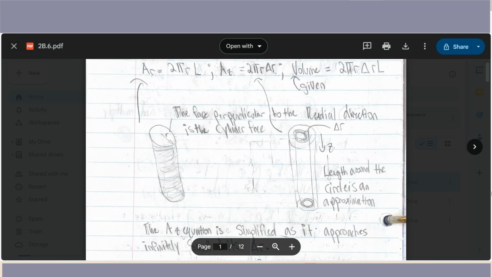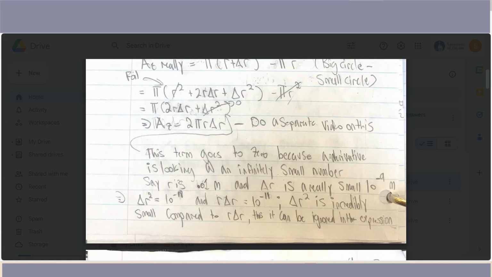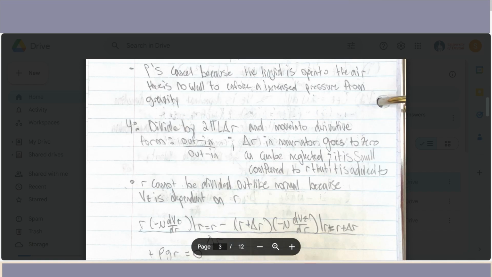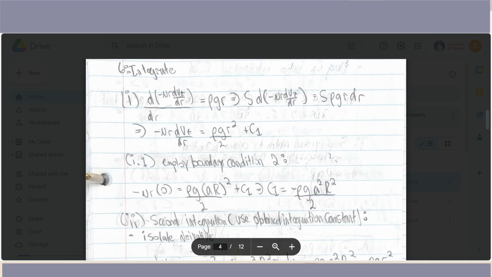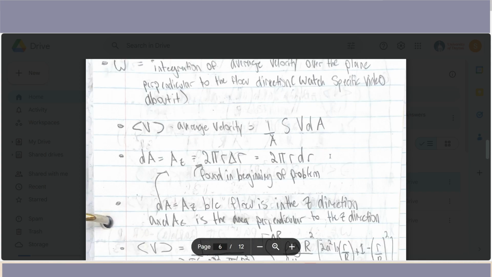AZ is this. So this area extends in the perpendicular direction to the flow. The flow is in the Z direction, and AZ is the area perpendicular to the Z direction. So that makes sense. And we solved that AZ earlier in the problem, so just go back to that if you want.